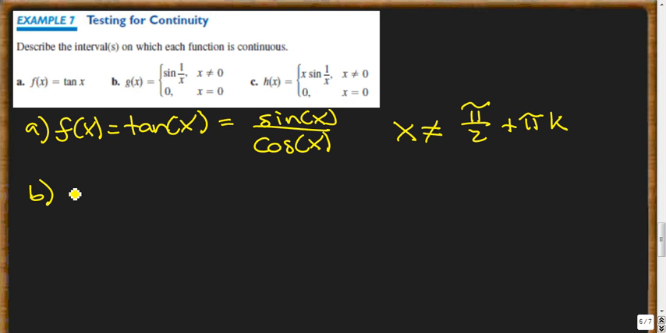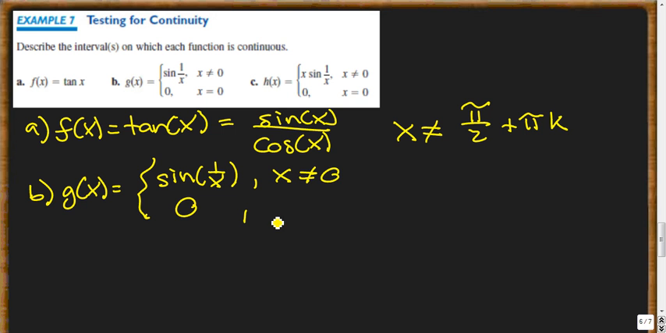B, so g of x, so this is a piecewise function. G of x equals the sine of 1 over x, or 0. This is when x does not equal 0, and this is when x does equal 0. So what we need to figure out here is what's going on, basically. What are we doing? Well, in this case, this function here, we couldn't plug in 0 for it because we would end up with 1 over 0.